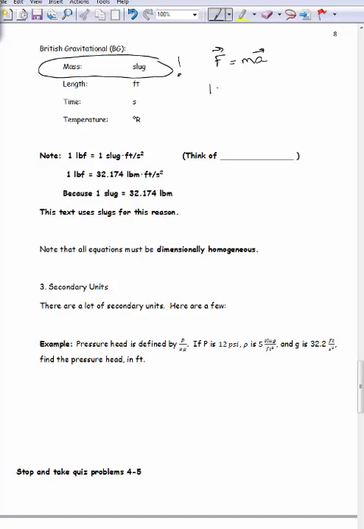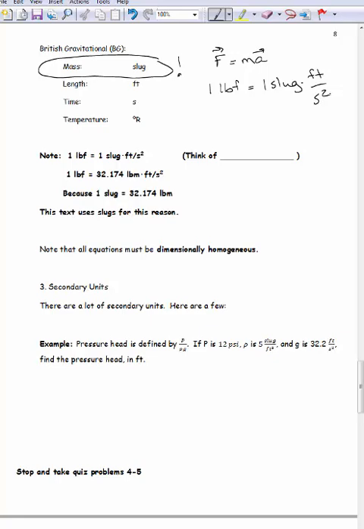All right, so 1 pound force, that's our standard force unit, is 1 slug times foot per second squared. You can use that just like a conversion. So wherever you see a pound force, you can plug in slug foot per second squared. Wherever you see a slug foot per second squared, you can plug in a pound force, and that's going to be very helpful as you go along.